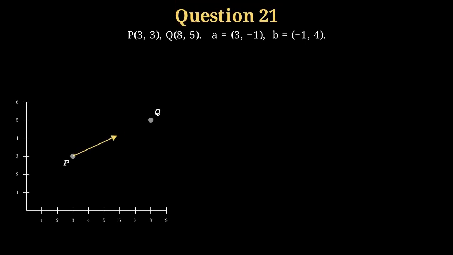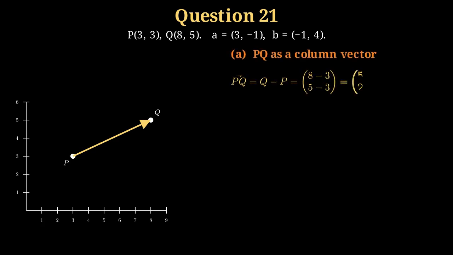Question 21. P is the point (3, 3), and Q is (8, 5), with the vector PQ shown on the grid. Part A. Vector PQ is the position of Q minus the position of P. 8 minus 3 and 5 minus 3. The column vector (5, 2).